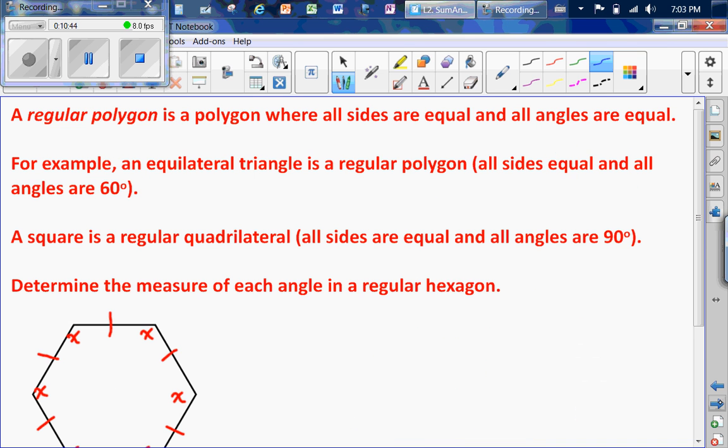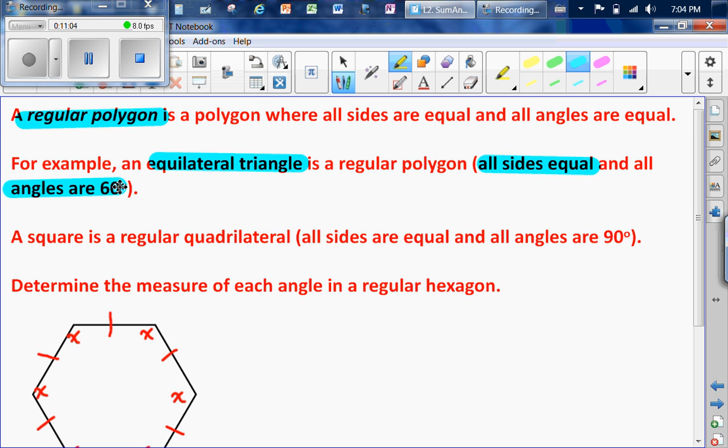On to another question. A regular polygon, we said, is a polygon where all the sides are equal and all angles are equal. So if you have an equilateral triangle, that is a regular polygon. All sides are equal, all angles are 60 degrees, because remember, they all have to add up to 180. 60 plus 60 plus 60 equals 180. A square is a regular quadrilateral as well, and all sides are equal, all angles are 90 degrees.